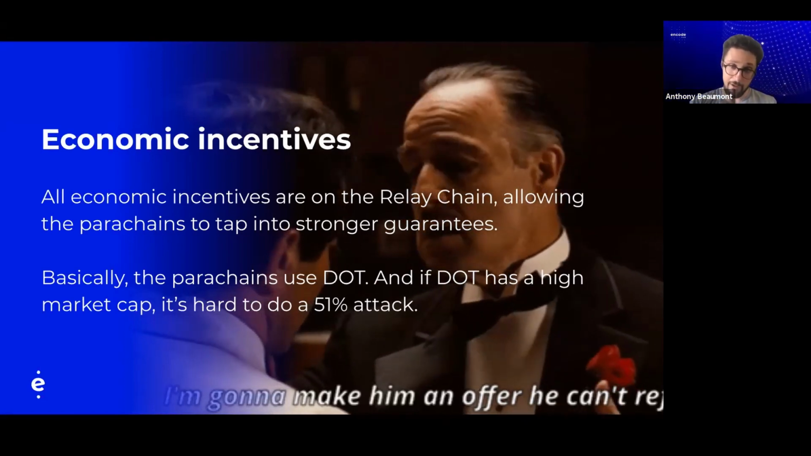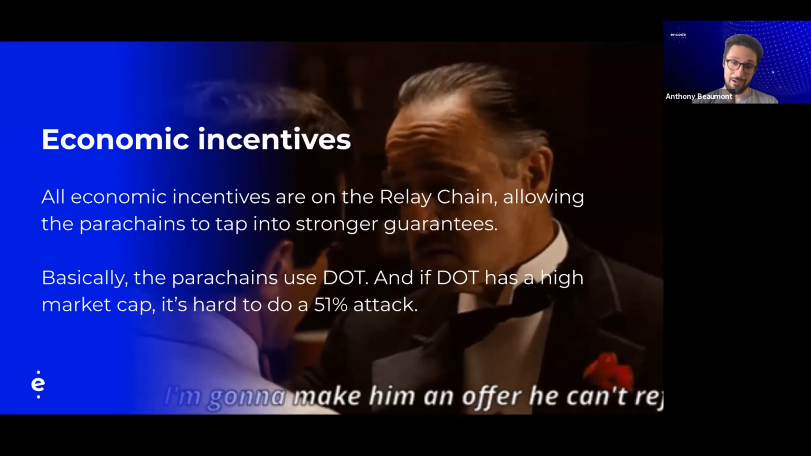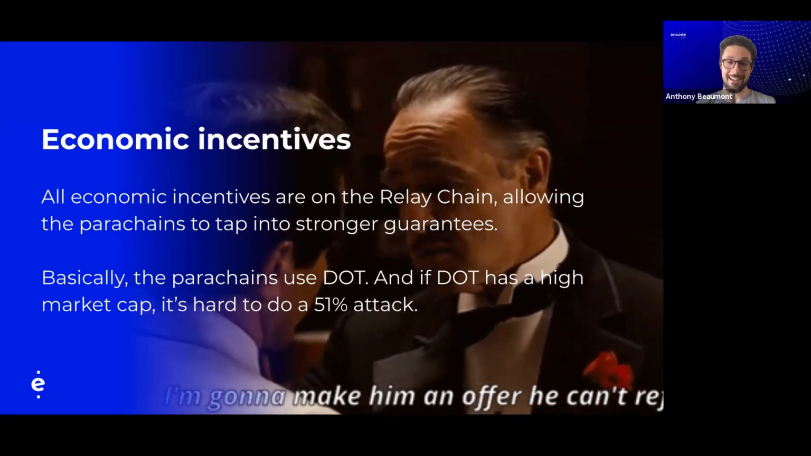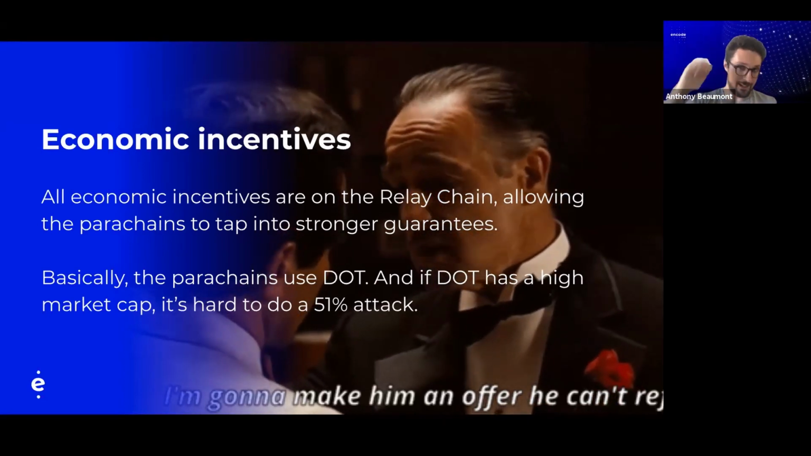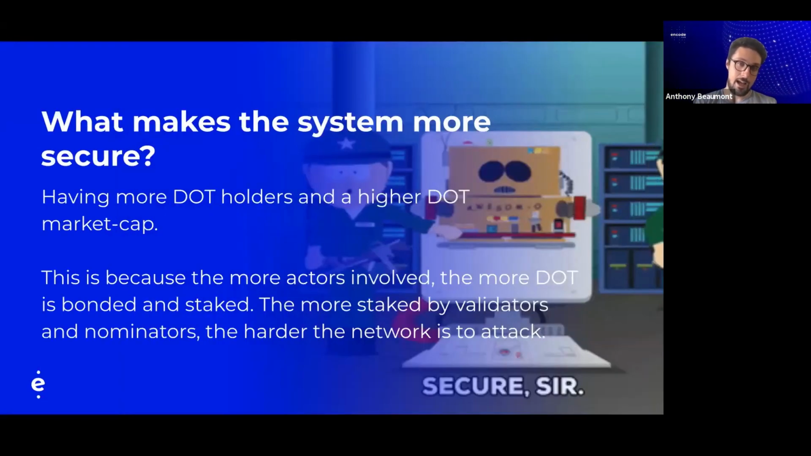I hope everyone knows the reference, by the way. I'm going to make an offer you can't refuse. That is Marlon Brando playing the Godfather, which is an outstanding film.